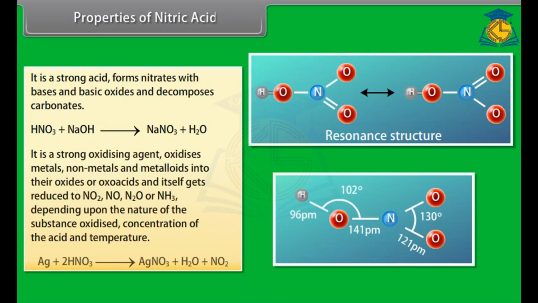It is a strong oxidizing agent, oxidizes metals, nonmetals and metalloids into their oxides or oxoacids, and itself gets reduced to NO2, NO, N2O or NH3 depending upon the nature of the substance oxidized, concentration of the acid and temperature.